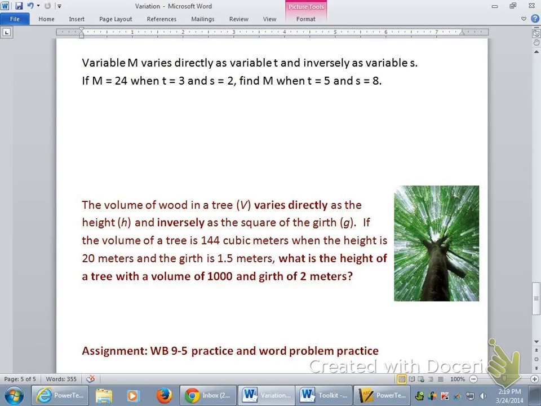All right, as I read here, variable M varies directly as variable T, but it varies inversely as variable S. So I've got two different variables going in two different directions, don't I? So let's talk about it. If I were to write M varies directly as T, how would you probably write that? All right, you'd say M equals KT. Is everybody okay with that?